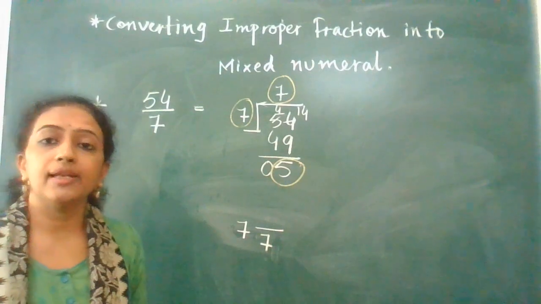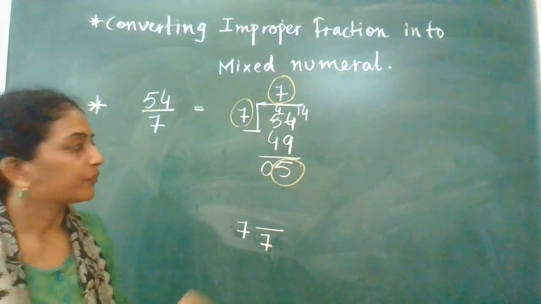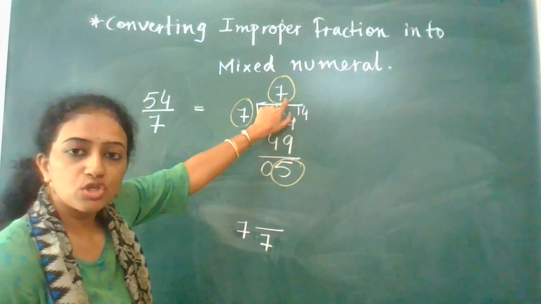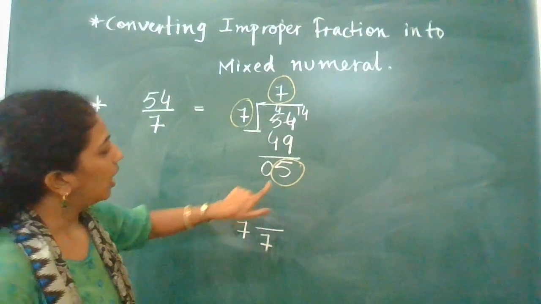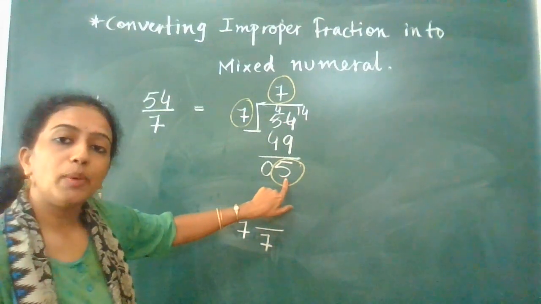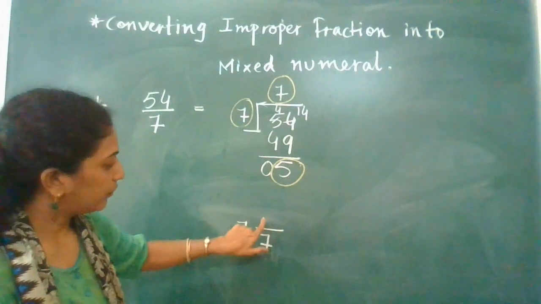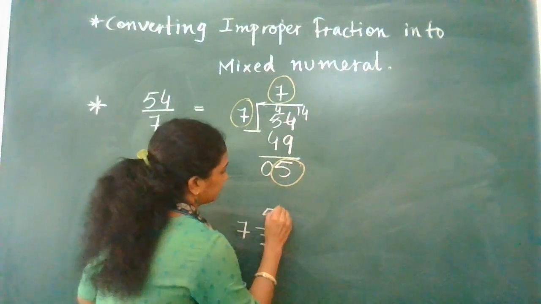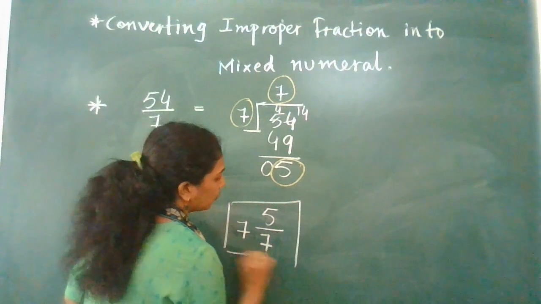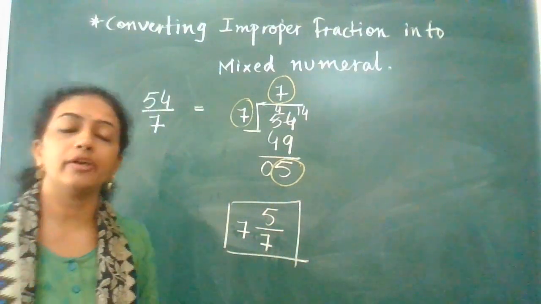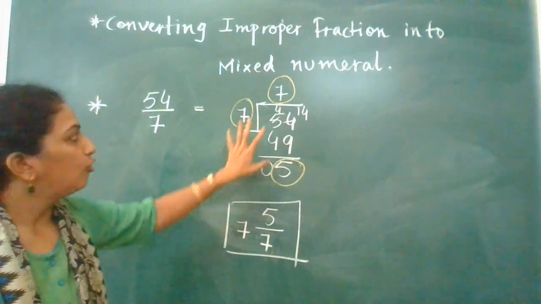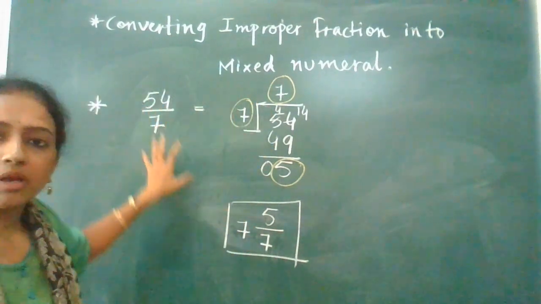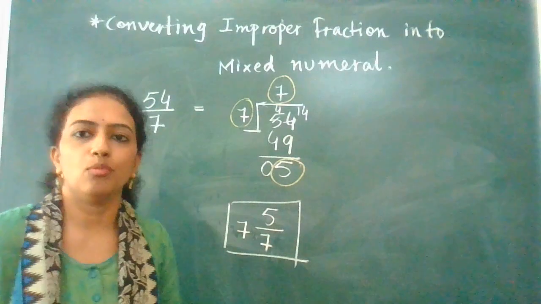The quotient is always a whole number, so the 7, which is the quotient, will come at the place of the whole number. The remainder is always the numerator, so it will come here. And here you can see we have got a mixed numeral from the improper fraction. Okay, let's see one more example.